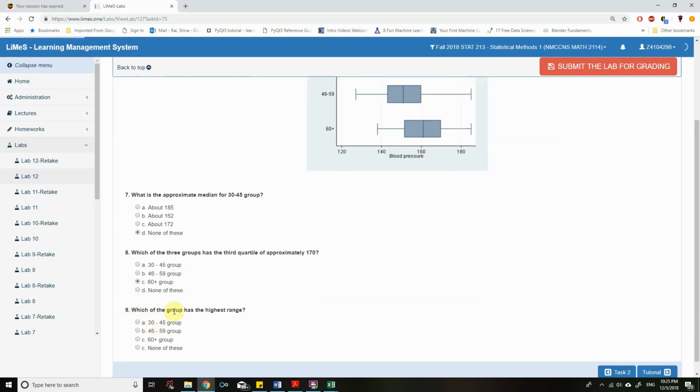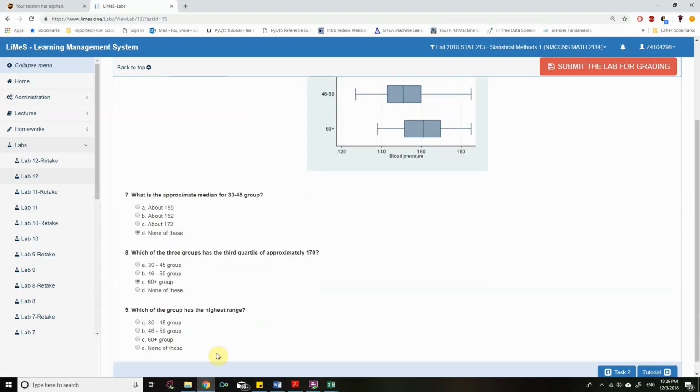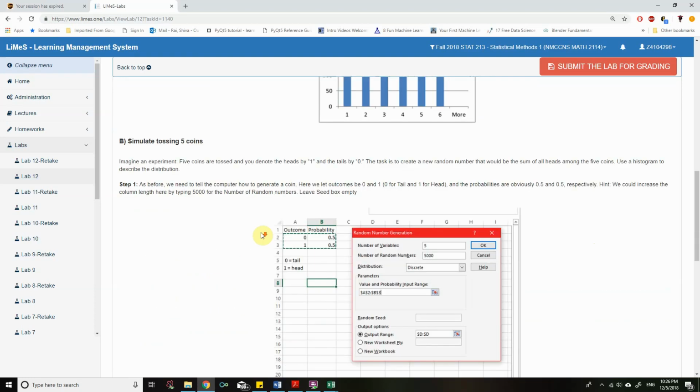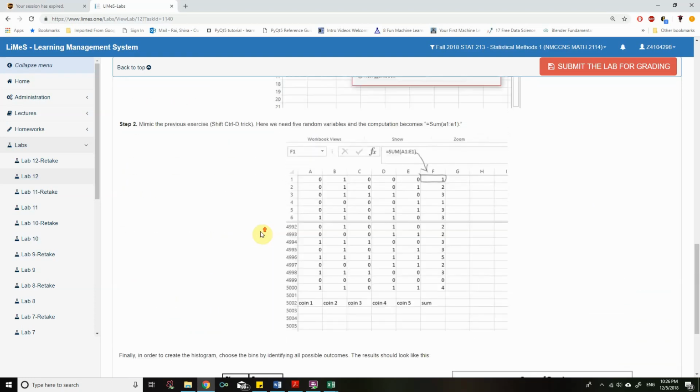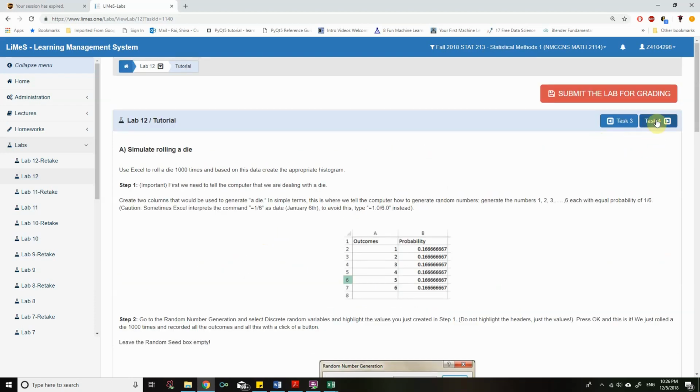And which of the groups has the highest range? Highest range means maximum minus minimum. So maximum minus minimum is this one. So this minus this, this minus this, and this minus this. So you can see that 46 to 59 has the maximum range, 185 down to 125 or 130. So 46 to 59. We have already done this kind of tutorial. So please go through lecture number 27 and 28, and you'll get this tutorial there. Let's go for task 4.